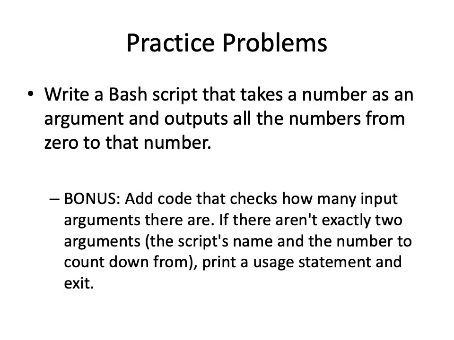And then I also have a practice problem for you. So I encourage you to try writing a bash script that takes a number as an argument and outputs all the numbers from 0 to that number. And as a bonus, if you can do that, try adding code that will check how many input arguments there are. If there aren't exactly 2 arguments, the script's name and the number to count down from, if there isn't exactly 1 extra argument, the number to count down from, print a usage statement and exit.